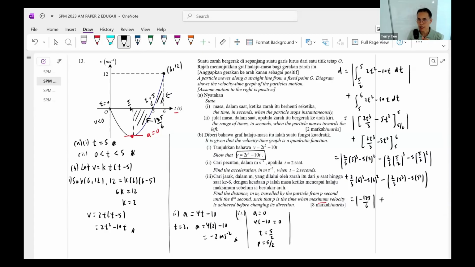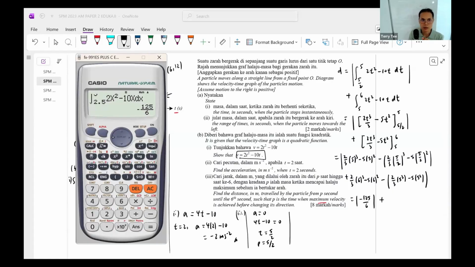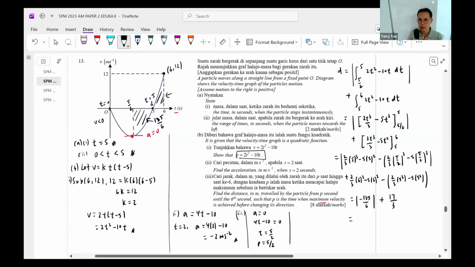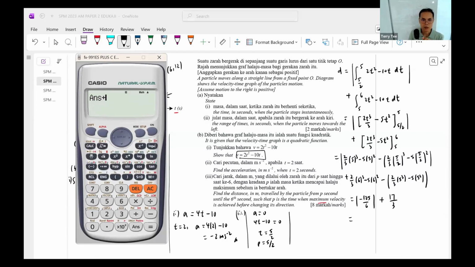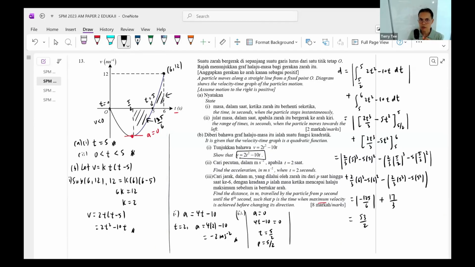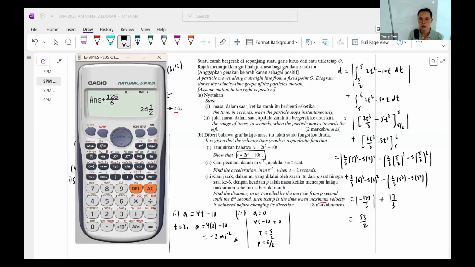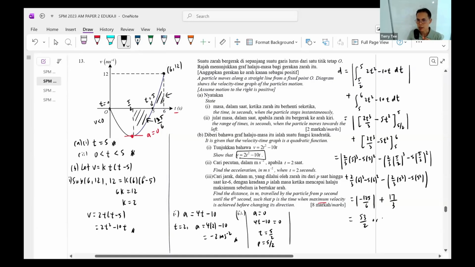Okay, second part, we plus. Just change your limit. Change your limit to what? 5 to 6. This will be 6. This will be just 5. Okay, answer 17 over 3. Okay, let me add together 17 over 3 plus 125 over 6. You should get 53 divided by 2. If you change it, that would be 26 and a half. Okay, actually you don't need to change the decimal. Yeah, or 26 and a half, 26.5 meter.